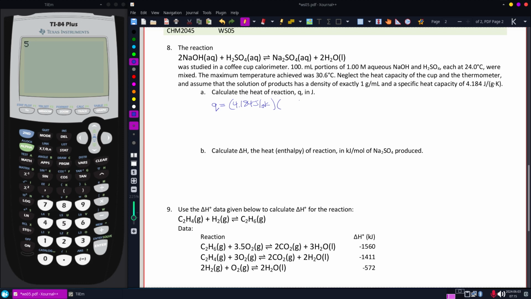I have 100 milliliter portions of both the 1 molar NaOH and the sulfuric acid. So I have 200 milliliters altogether. And my final temperature is 30.6, and the initial temperature 24.0.